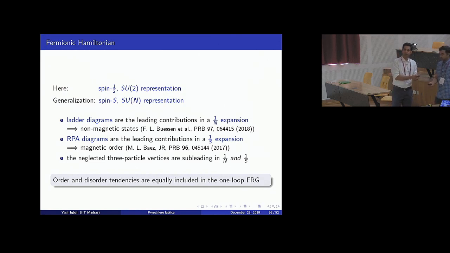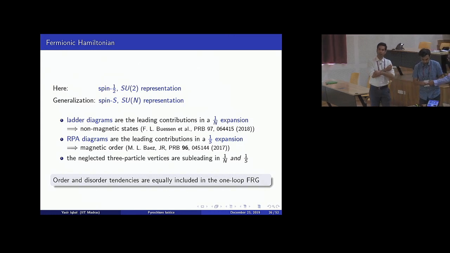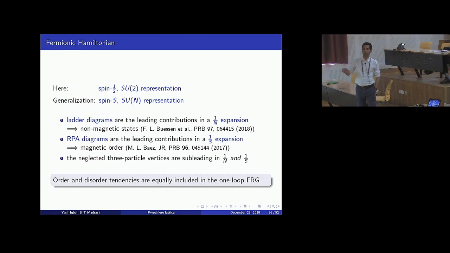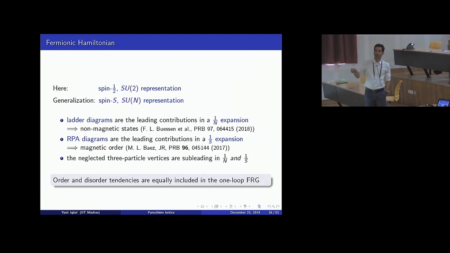The ladder diagrams are simply the leading contributions in a 1 over N expansion. And what I neglect by throwing out the three particle vertex are simply the sub-leading contributions in 1 over N. The RPA diagrams otherwise are simply the leading contributions in 1 over S. And when I throw out the three particle vertex, the sub-leading contributions are basically kicked out.